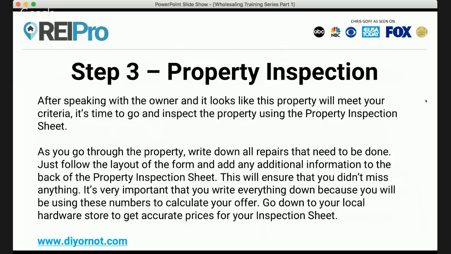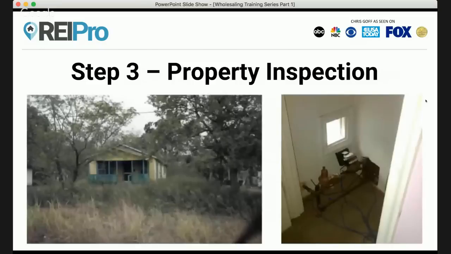And this is what we call a property inspection. As we go through the property, we want to write down all the repairs that are needed, anything that's off, any updating. We want to make note of all this so we can actually determine a total inspection cost. And one tip I wanted to give you here is, see the house on the left?